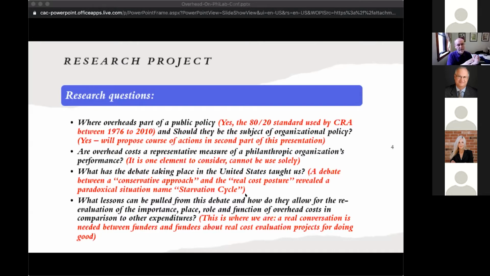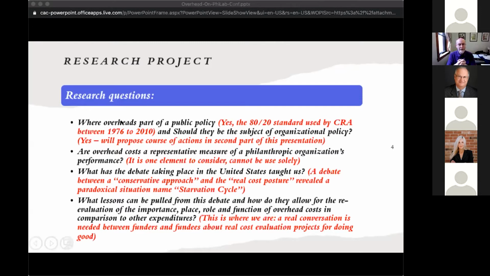Next question we had is, are overhead costs a representative measure of philanthropic organization performance? One part of the literature says yes, and it is used in that way. And the other part, more recent, says that it's only one element to consider and it cannot be used solely. So it has to be combined with other elements of evaluation.